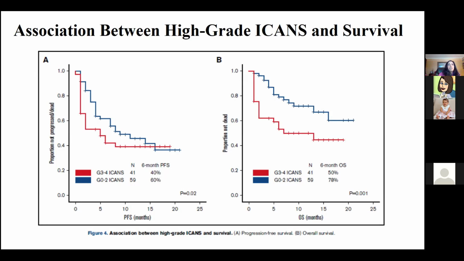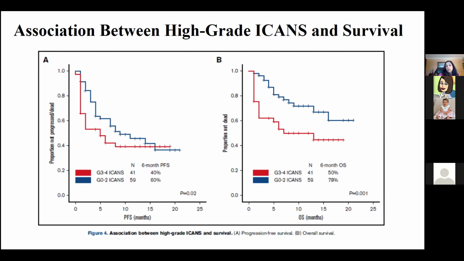Is there an association between high grade ICANS and survival? Most of these patients that were looked at in this study, in fact none of them, died from ICANS itself. They did not die from the neurologic toxicity. However, those that developed higher grade neurologic toxicity tended to have a worse overall survival. And we're seeing this across all CAR T cell studies, that those that have higher grade neurologic toxicity or ICANS and higher grade cytokine release syndrome tend to have lower overall survival.